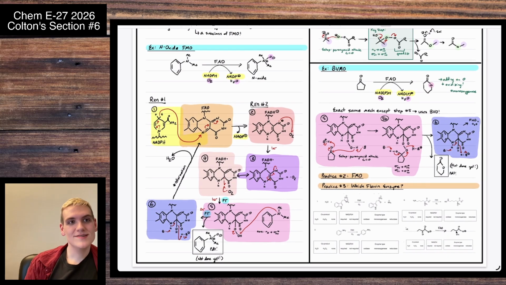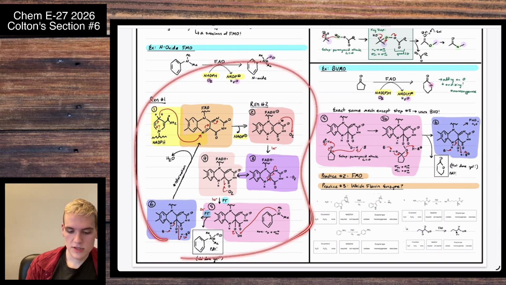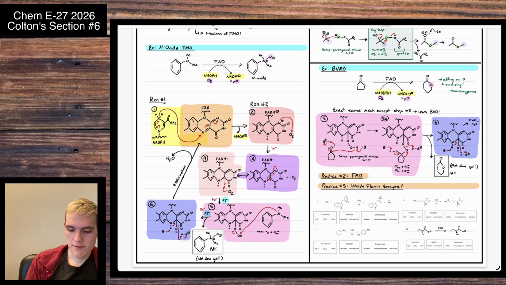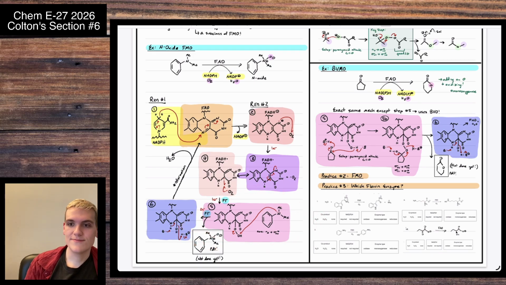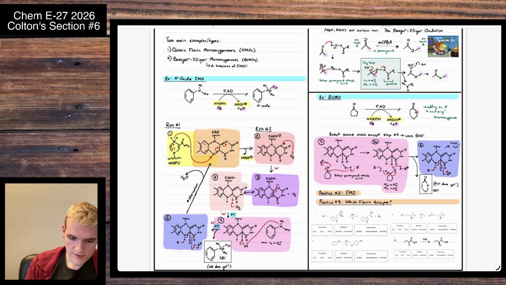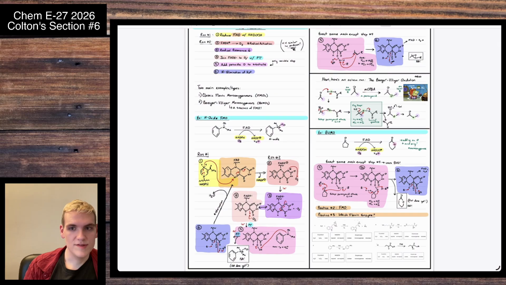So any questions on this N-oxide FMO monooxygenase mechanism? Because this is going to be kind of our platonic ideal for it. And then we're going to swap out step 5 here with a couple of different things that we can do. Maybe I'll do it so you can also see the labeled steps and just compare and contrast.